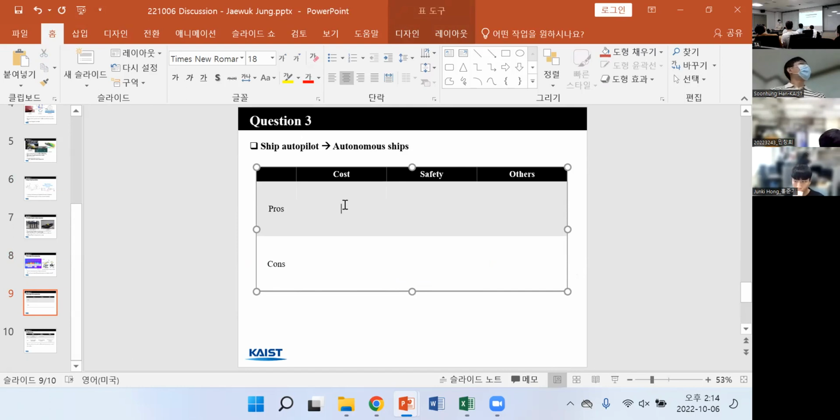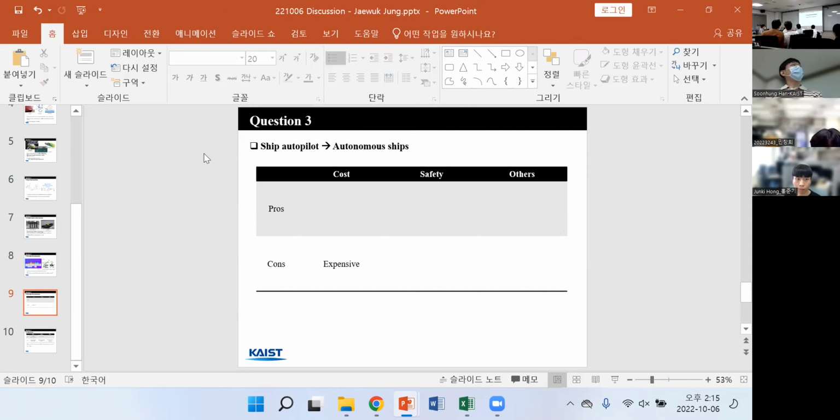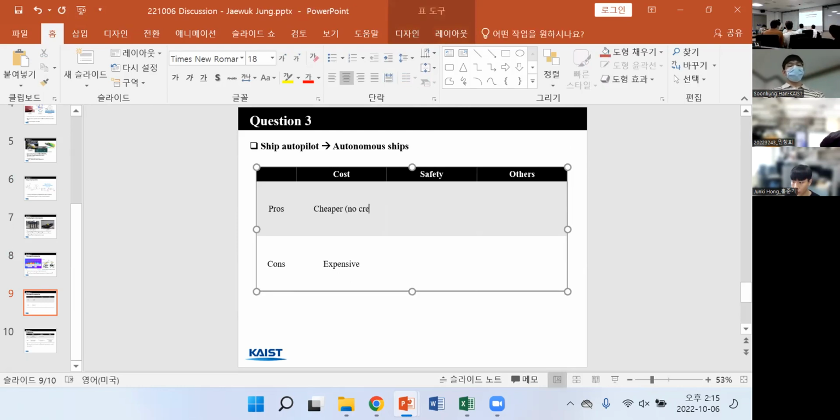Of course, for cons, it's expensive to have autonomous ships. Expensive, yeah, okay. Do you have any more opinions? Do we need to talk about the difference between two kinds of boats? What are we talking about, pros and cons compared to ordinary ships and autonomous ships? Okay. Yes. I think it will be cheaper because there will be no need to hire crew. Okay.